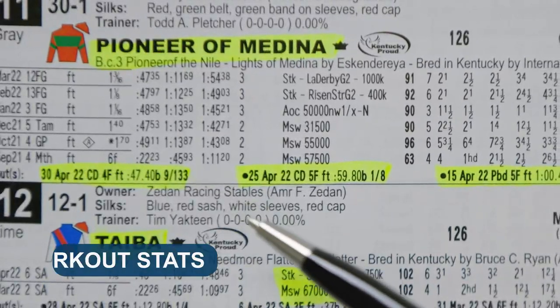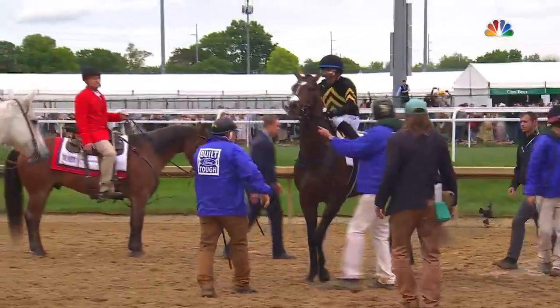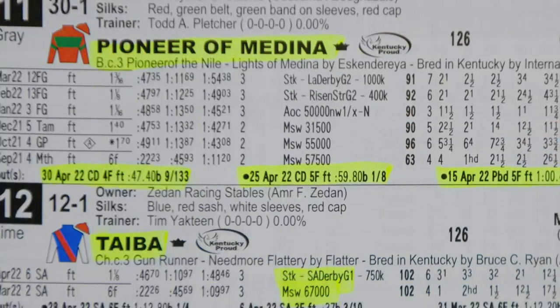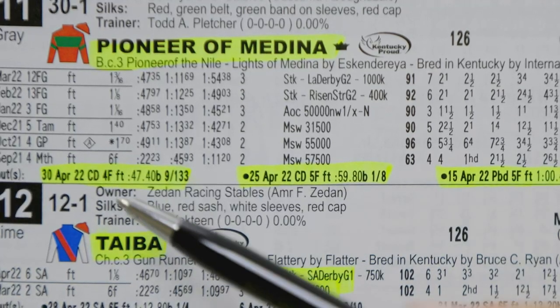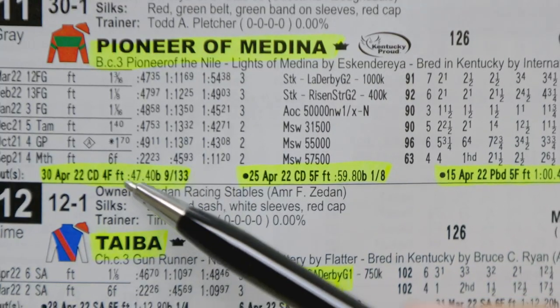A lot of people put a lot of stock into how a horse is actually working out. They work out every 1 or 2 weeks. And so in the racing form, at the very bottom of the column, and I've highlighted them in yellow here, you'll see the workouts, and I'll explain how this reads to you. This is Pioneer of Medina last year. The most recent workout is first.